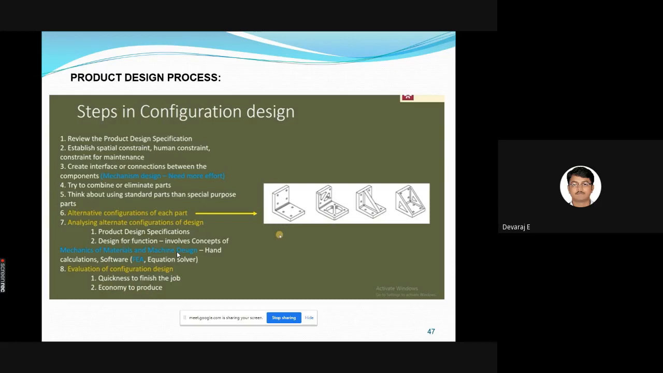So next is economy to produce. Because of the removal of material in the second design, the investment in raw material is less, and the cost also will come less. Like this, if you go for industry, they will follow these 8 steps to finalize the product or any application. If you go for industry, you should follow these 8 steps.